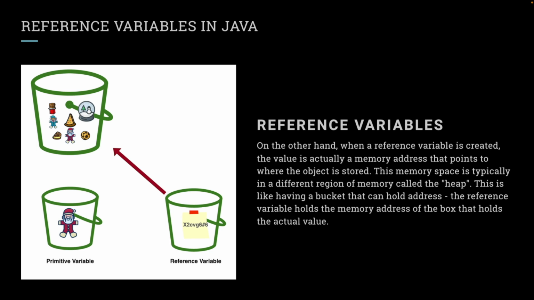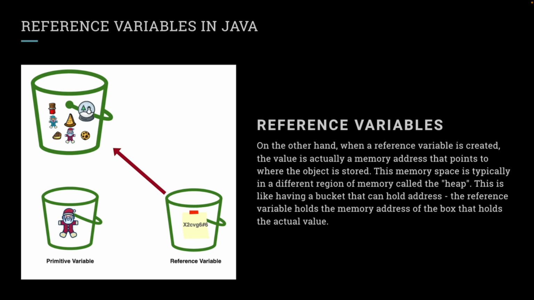So that's a primitive variable because it can only store one value. It's stored on a stack and can be accessed very quickly. So that's basically how a primitive variable is structured.